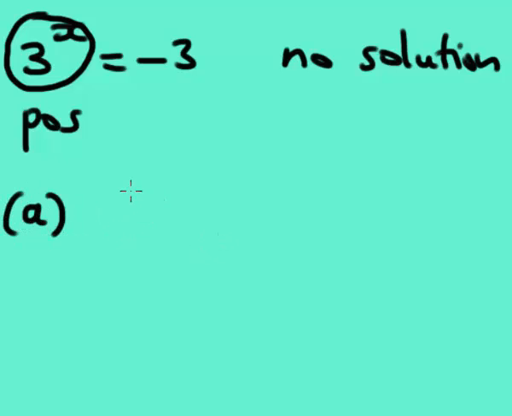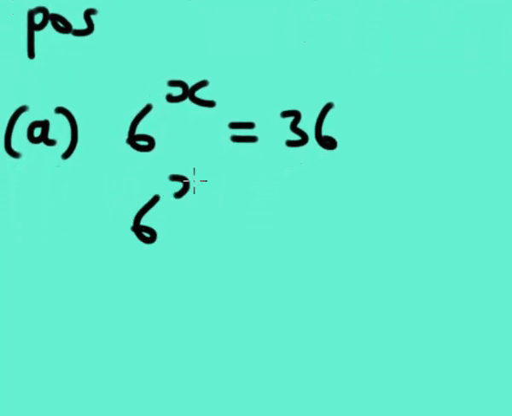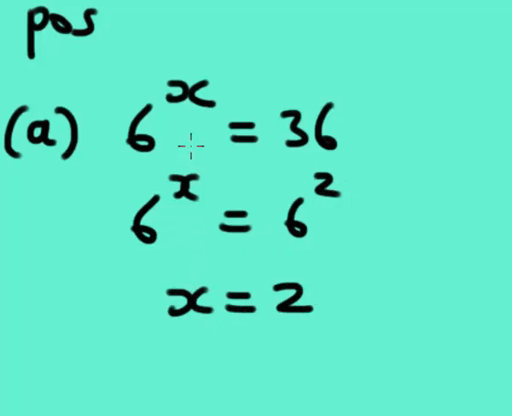If I said to you, solve for x here, 6 to the exponent x is 36, well, we can make the bases the same. So we can say 6 to the x is equal to 6 squared. We're writing the base as 6 there on the right. The bases are the same, so we can equate the exponents. 6 squared is 36, so it works.